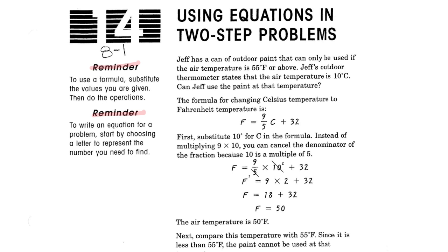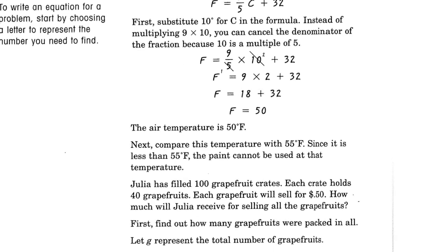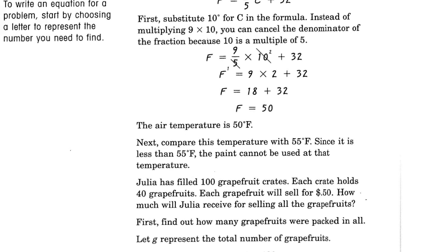So, over here on the problem, it says Jeff has a can of outdoor paint that can be used only if the air temperature is 55 degrees or above. Jeff's outdoor thermometer states that the air temperature is 10 degrees Celsius. Can Jeff use the paint at that temperature? The formula for changing Celsius temperature to Fahrenheit is F equals 9/5 Celsius plus 32. So first, we're going to substitute 10 degrees for the C in the formula.